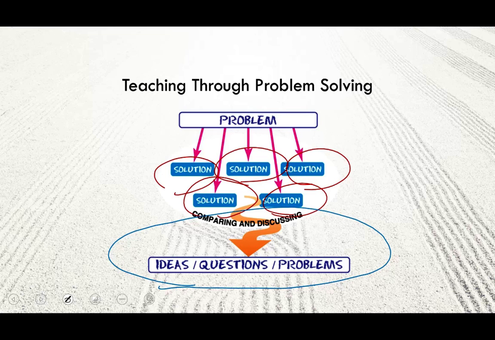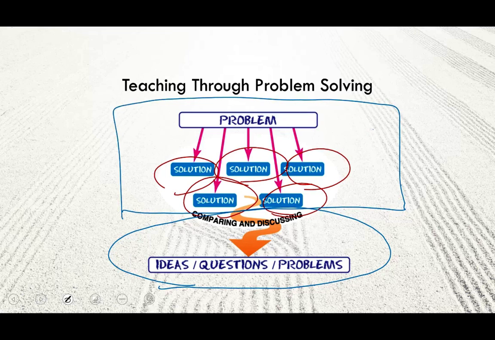You do not want to end just up to here. This is not enough. This is just a show and tell. However, after a student comes up with a solution and shares their solution, this is a time where the teacher helps students learn something new. So that is called teaching through problem solving.